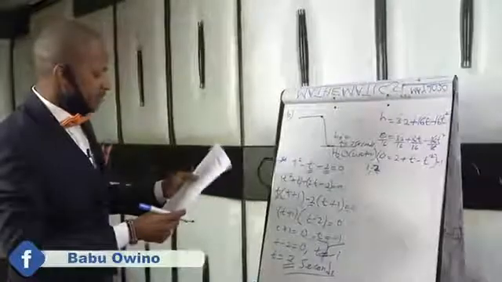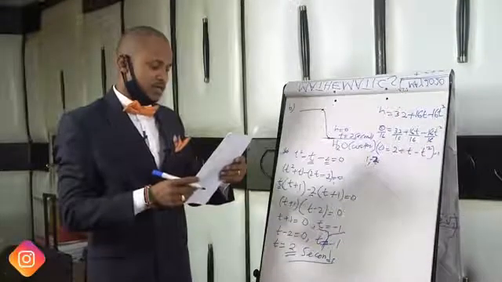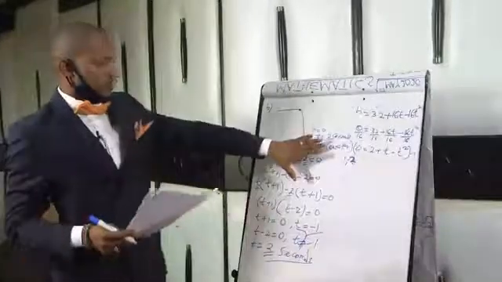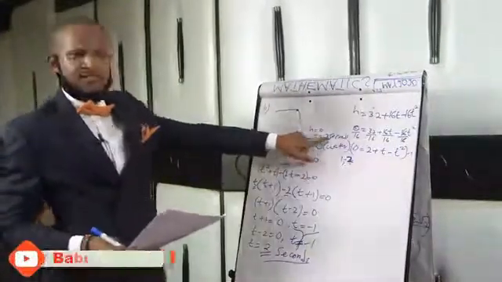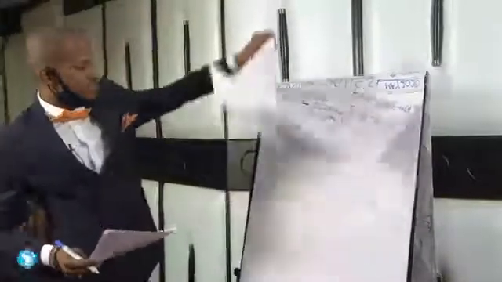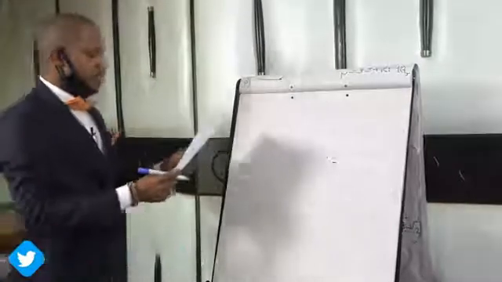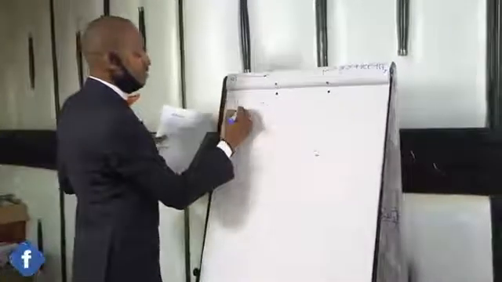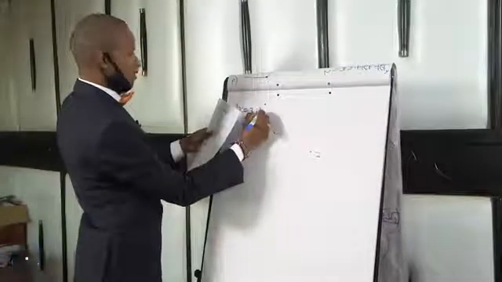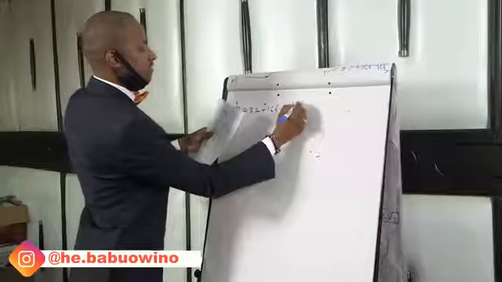Then the next part of the question is to find the velocity at which he hit the water surface. So I want you to keep in mind that time is equal to 2 seconds. We want to find the velocity at which he hit the water surface. From our initial equation, h is equal to 32 plus 16t minus 16t squared.